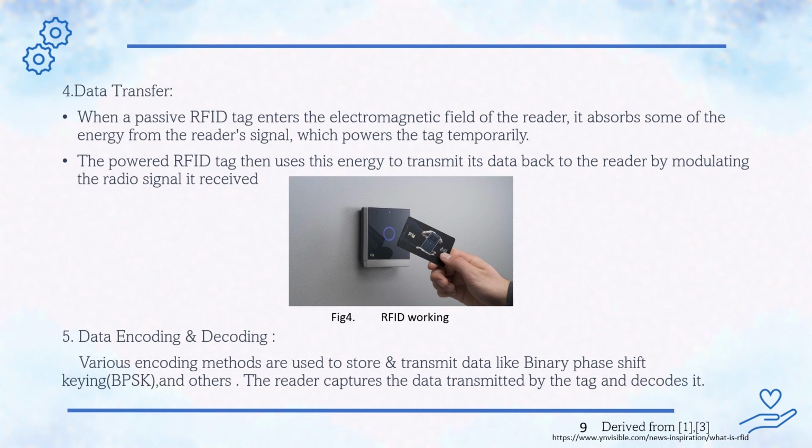The data encoding and decoding. So once the data is obtained through the interaction between the tag and the reader, this data has to be encoded and decoded for effective communication. There are various encoding methods used to store and transmit the data, which include binary phase shift keying and others. The reader, which captures the data transmitted by the tag, decodes it.